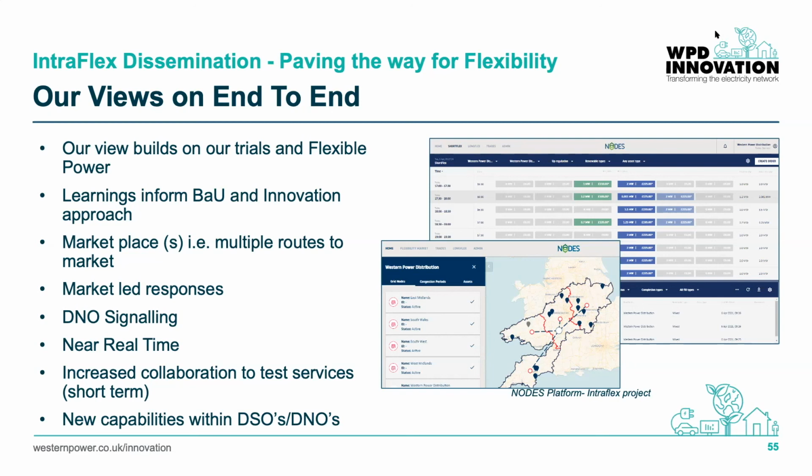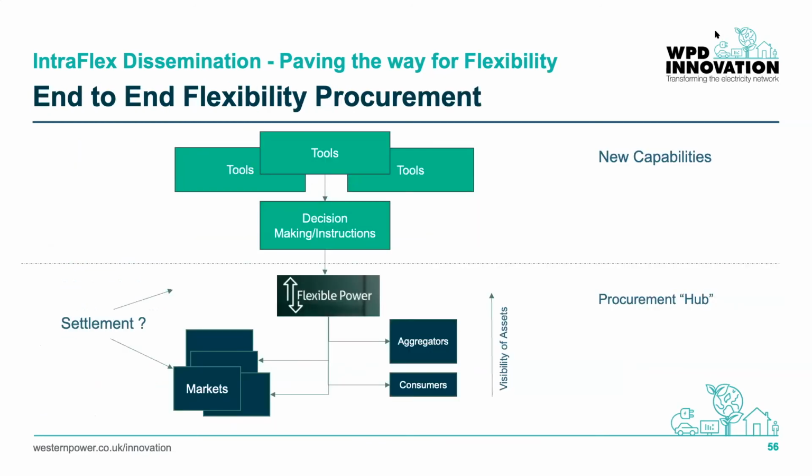So if we go to the next slide. This very high level shows, from my point of view anyway, how I see this world working. Flexible power becomes like a procurement hub for us, whereby various markets would have standard APIs. Going back to Ryan's point, just one API into flexible power, multiple routes to market. But I do think there are some questions that still need to be answered, and that's what AIM and Vesper will be looking at.